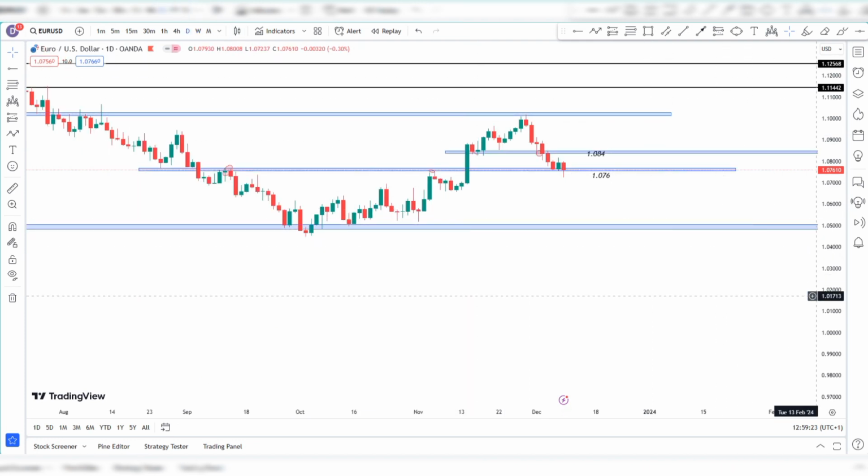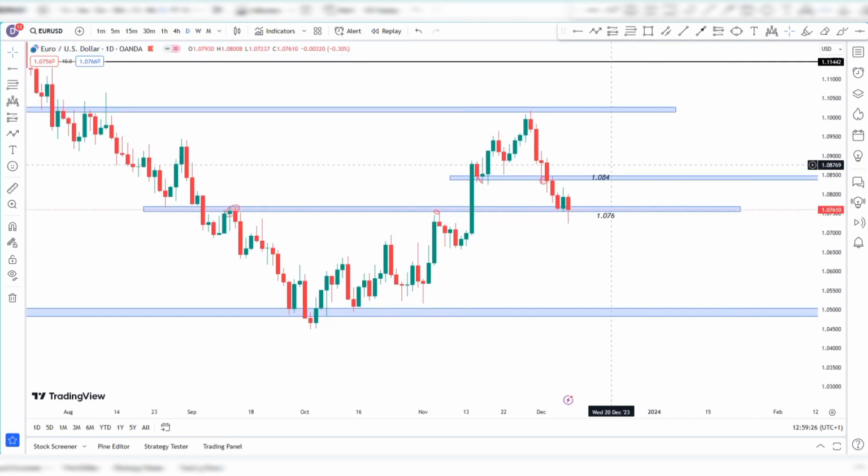On the daily time frame, we can see price continuing that bearish run, and we can see when price got to resistance here, how price bounced to the downside, breaking through the support level here and continuing down to the next support level.